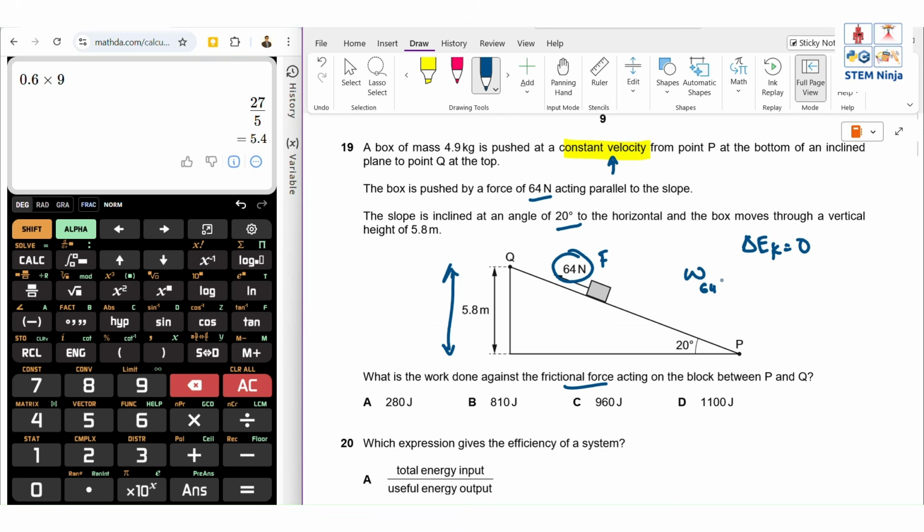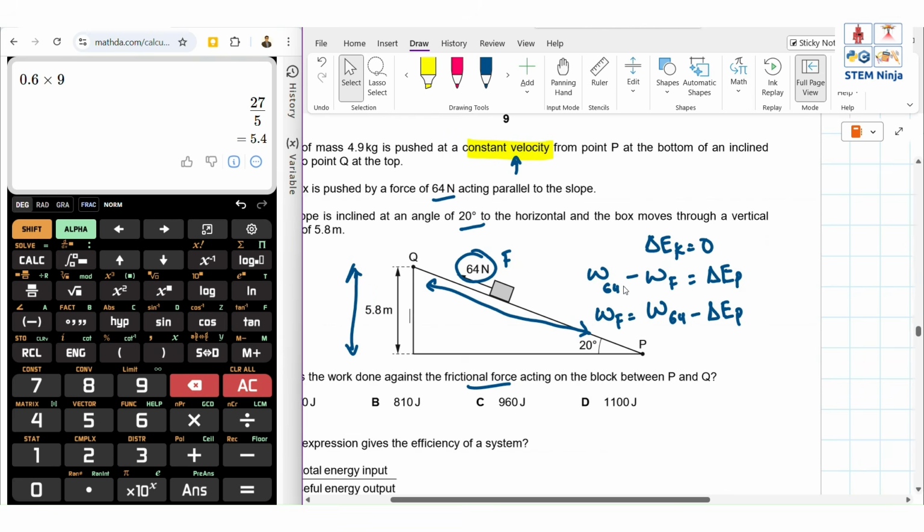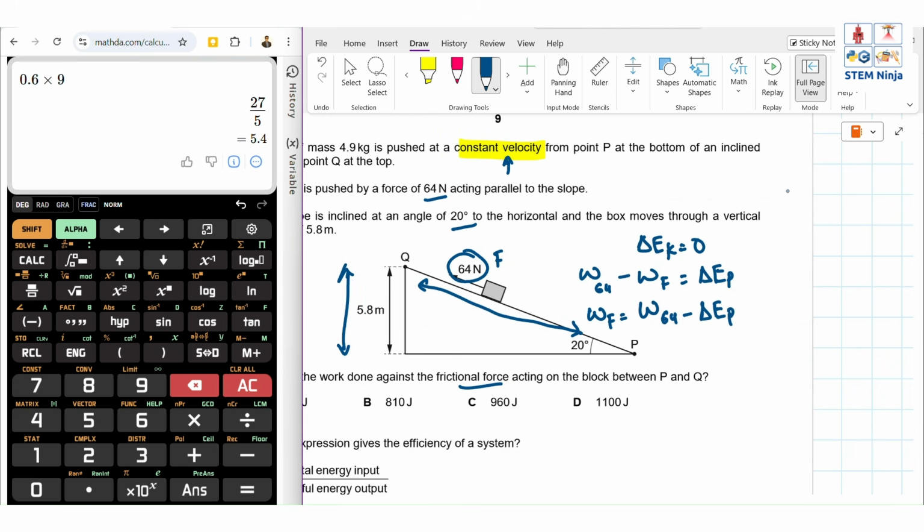We'll just call it 64, work done by 64 Newton, minus the work done against friction is equal to the change in potential energy. So this means that the work done against friction would be the work done by 64 Newton force minus the change in potential energy. Now, to figure out the work done by 64, we have to find out this distance, not just the vertical distance because it's moving, there's a component horizontally also.